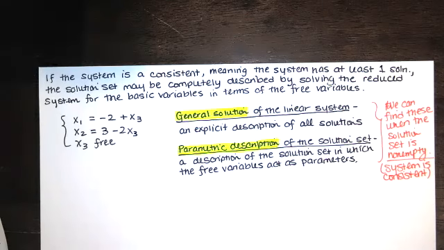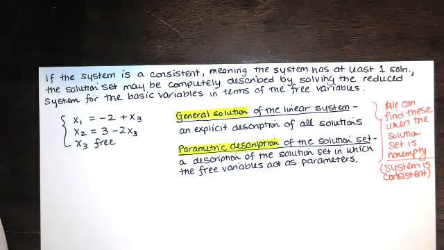Now, of course, if the solution set is empty, meaning the system is inconsistent, then it doesn't make sense to talk about a general solution or a parametric description of the solution set because there is no solution set. The solution set has nothing in it. It's empty.